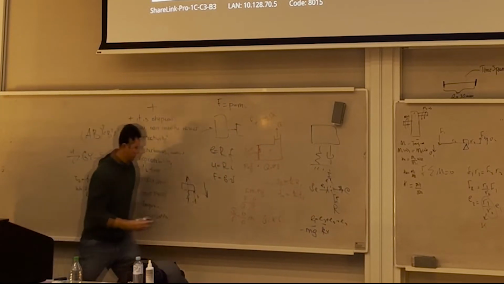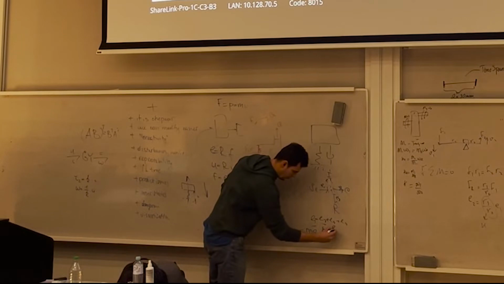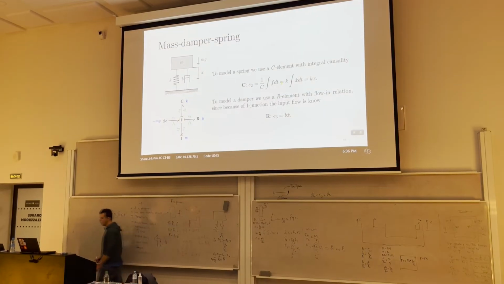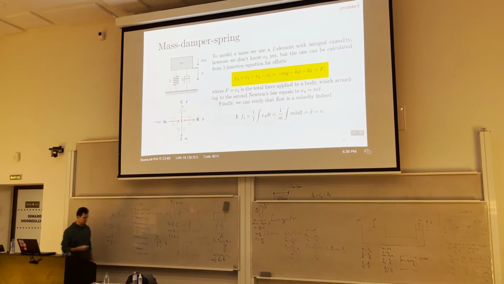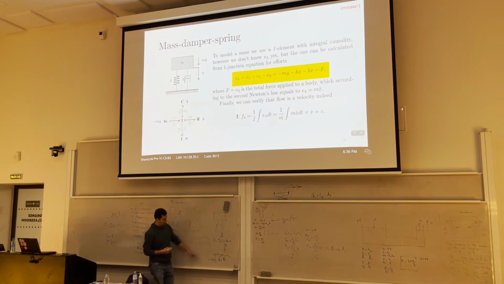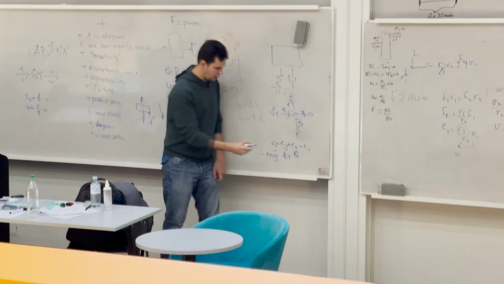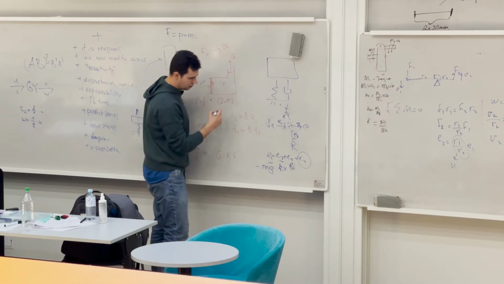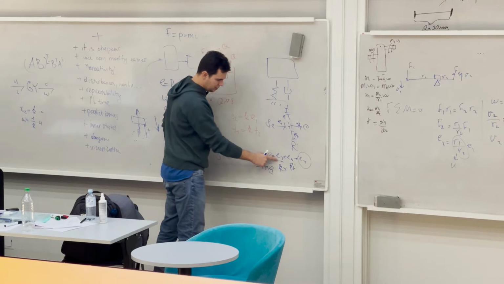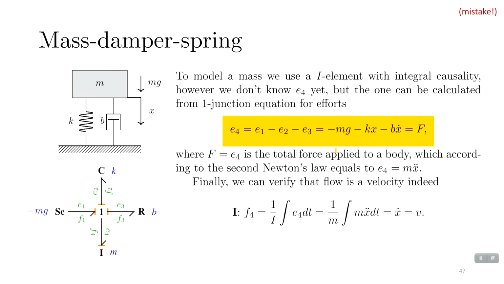E3 is the damping, and we know that it's the damping coefficient times velocity. And for the I element, we need to feed it with the force. But we do not know the force. But we can actually calculate it from this equation. We can derive E4, and E4 will be equal to E1 minus E2 minus E3.